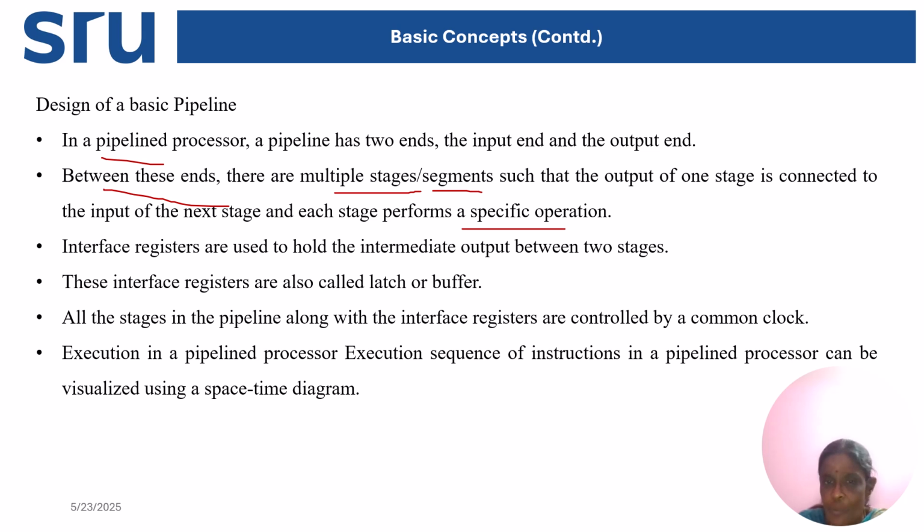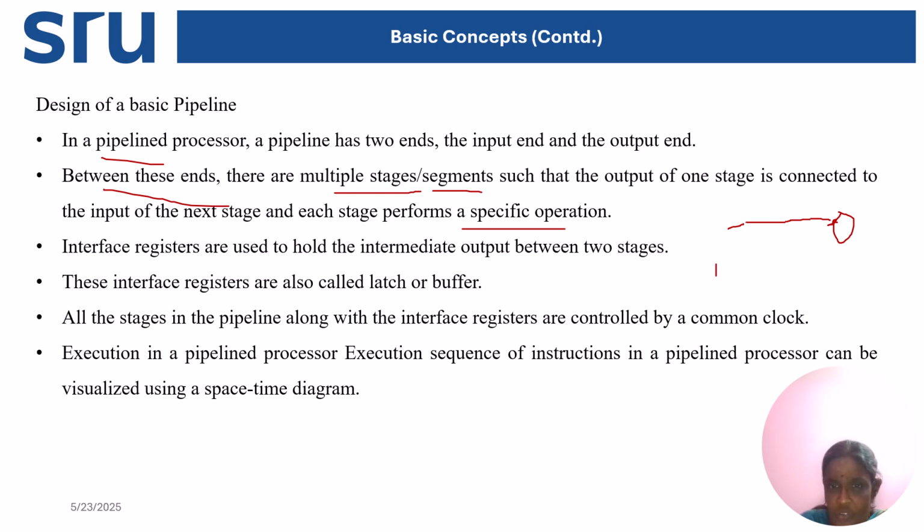It is very simply noted: the first stage output is connected to the second stage input, and the second stage output is connected to the third stage input. In this way, from the input end to the output end, all the intermediate stages are connected together. And then interface registers are used to hold the intermediate output between two stages.